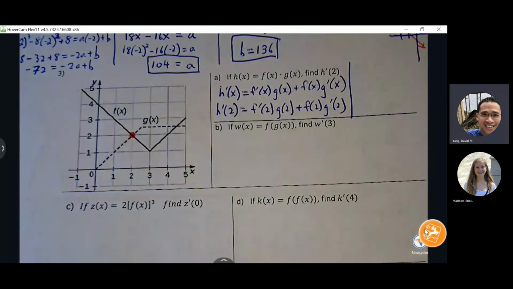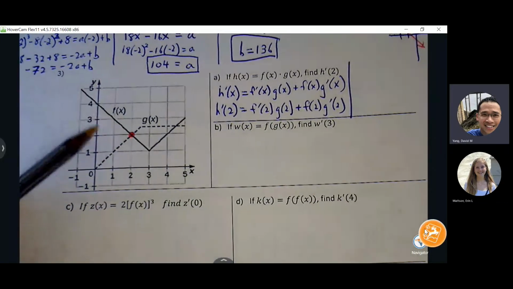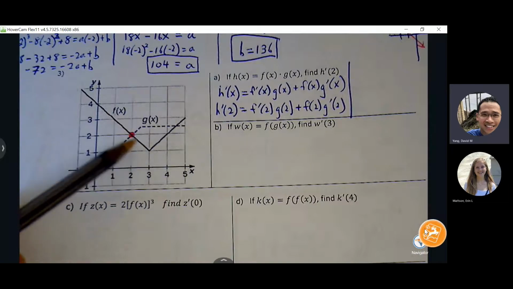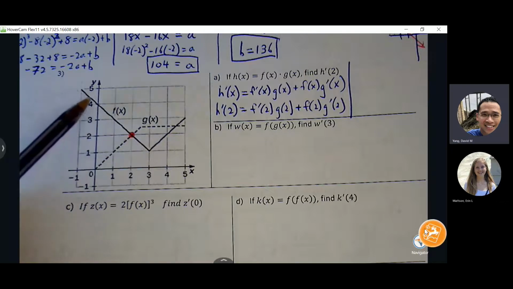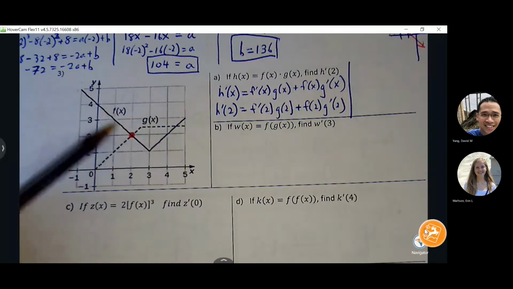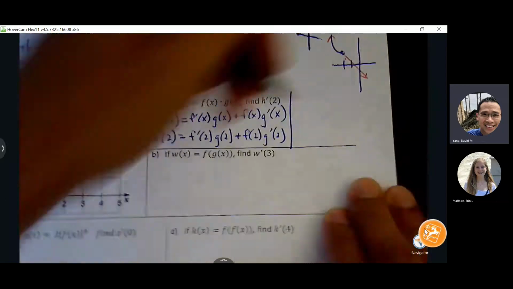f prime of 2, that's the slope of the f graph at 2. What's the slope of this line segment here? It's -1, right? Because it's going down 1 over 1. We always read the graph from left to right. This is a negative slope. So f prime of 2 is -1.